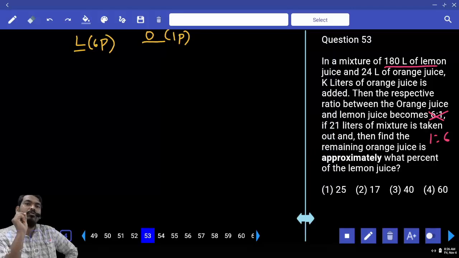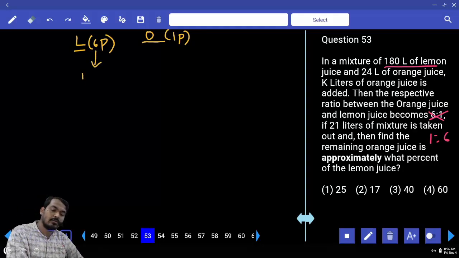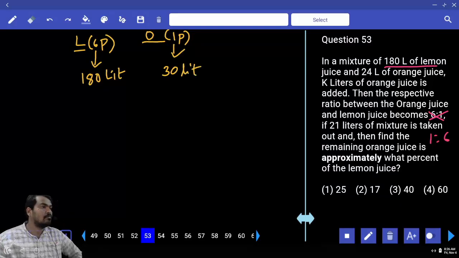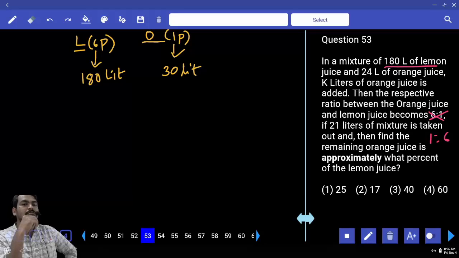Changes are only for orange. But initial lemon is how many liters? 180 liters. That 180 liters represents how much? 6 parts. 6 parts are 180 liters. Then 1 part is how much? 30 liters. Yes or no? Okay. If you require the k value, then the answer is how much? 6. If you require the k value, then the answer is 6.